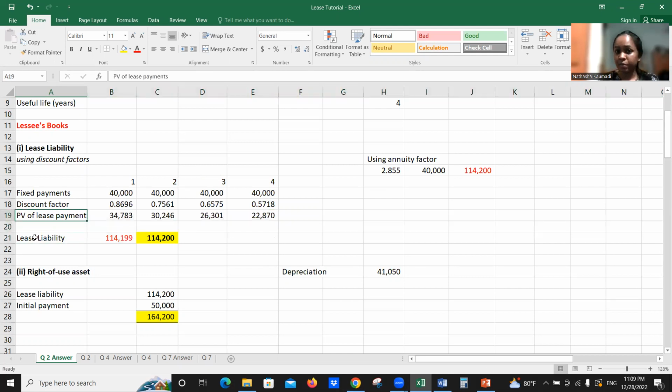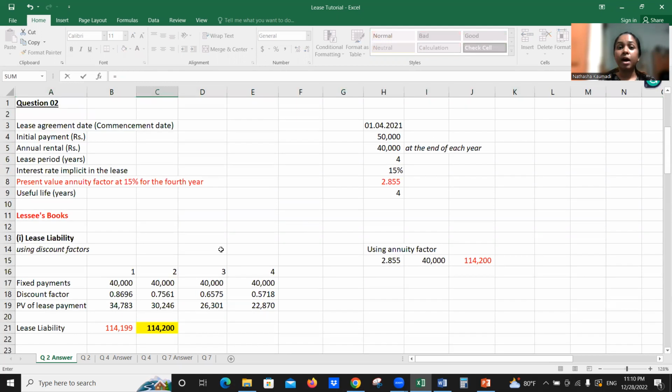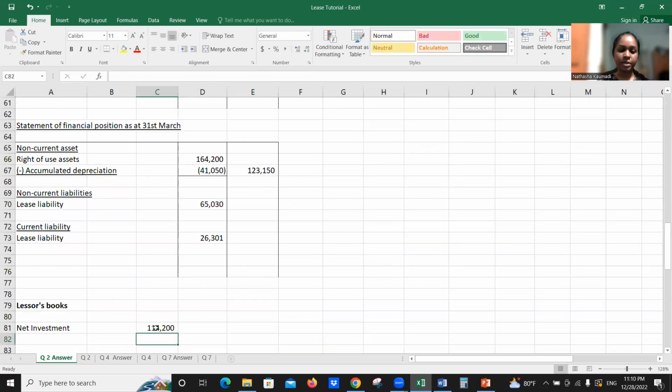So in this case, how much is the lease liability? That equals to present value of lease payment, 114,200. The same value will be the net investment in this question. Why? We didn't have unguaranteed residual value. That is the reason. So be careful. If you have unguaranteed residual value, you need to take the discounted value of that and add it to this lease liability value. Okay, so in this question, it is the same.